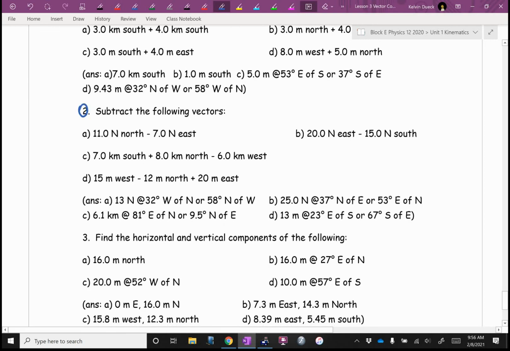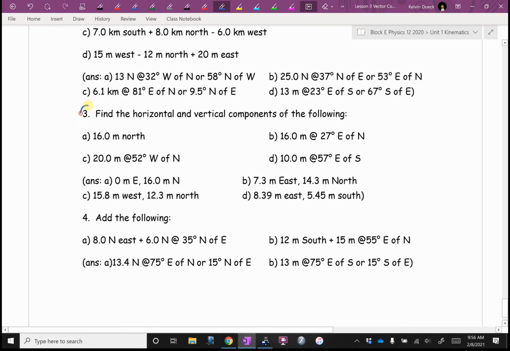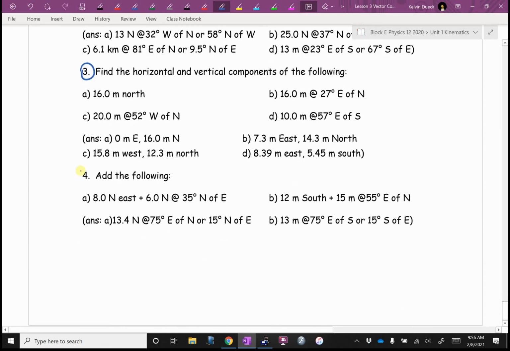Number 2, subtract those. Okay. 3, find the horizontal and vertical components. And 4. So all those.